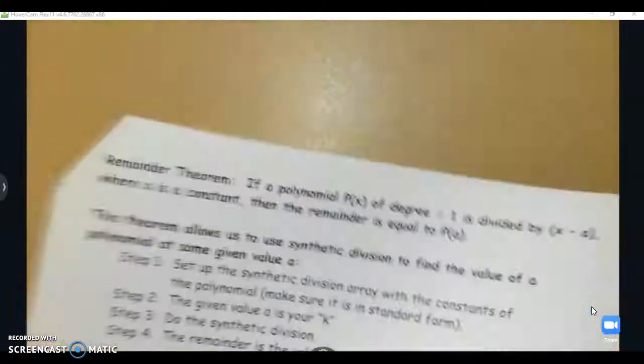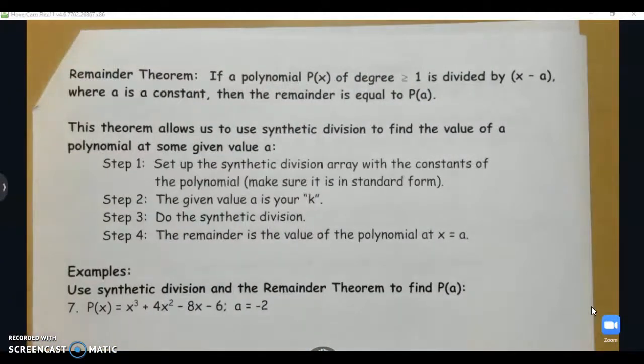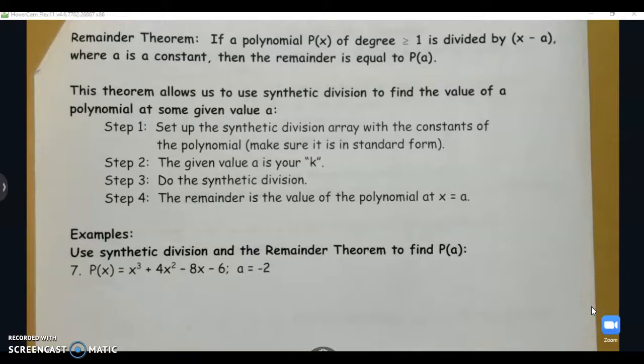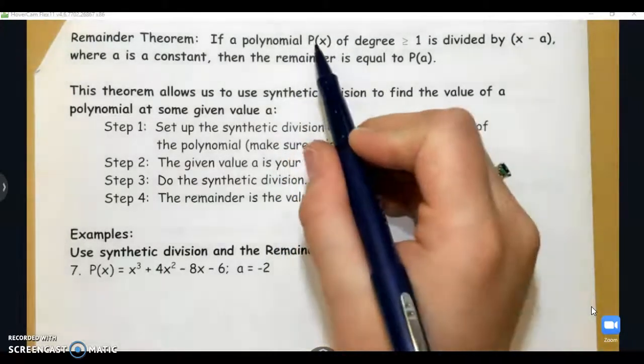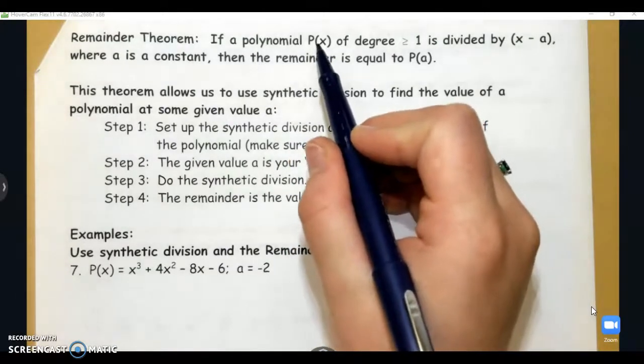All right. Last little piece we're going to look at, just 2 more examples, is the remainder theorem. And that is if we have a polynomial that we do synthetic division on, whatever our remainder is, that's the same as if we had plugged our k value into the function. That tells us what p of a is. Remember, this is function notation. P of x means I'm plugging in some x value to my function.